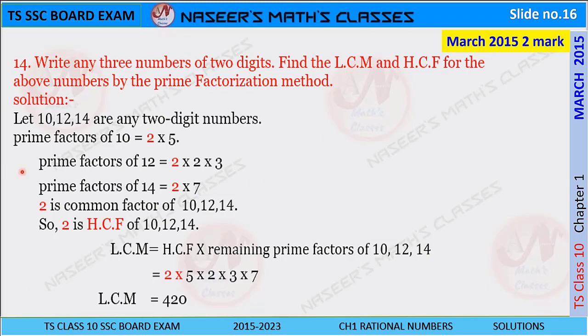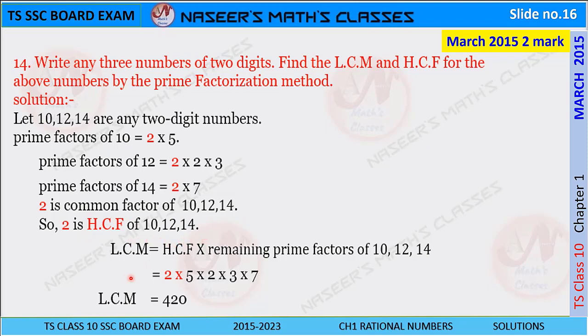According to the given problem, we have to consider any three numbers of two digits. Let me consider 10, 12, 14. These are any two-digit numbers. Next, we have to find the prime factors of 10, 12, 14. Then we can write prime factors of 10 as 2 into 5, the prime factors of 12 as 2 into 2 into 3, and the prime factors of 14 as 2 into 7. In these three, 2 is common. So, 2 is a common factor of 10, 12, 14. Therefore, we can write 2 is the HCF of 10, 12, 14.